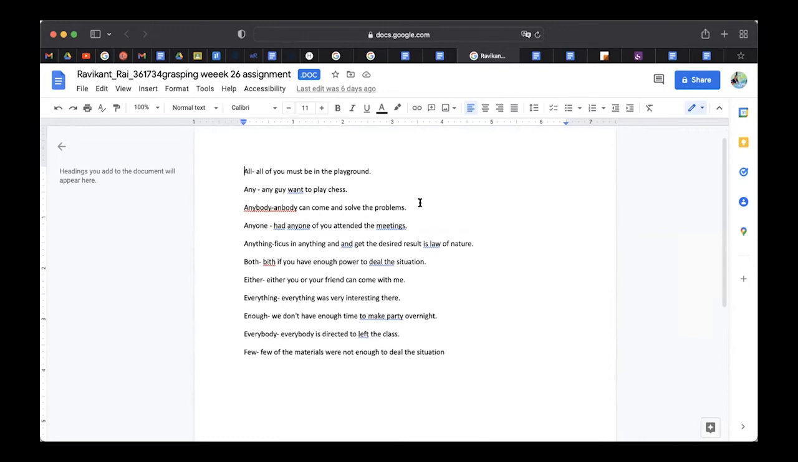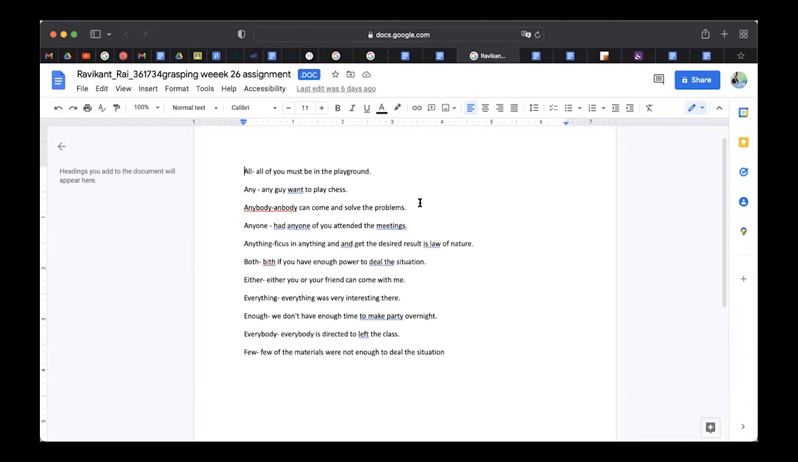Any guy want to play chess? Anybody, I would say, does anybody want to play chess, or any guy wants? And if it is any guy, if that is the subject, then it has to be wants. Anybody can come and solve the problems. Anybody can solve the problems. Any one of you attended the meetings? Had any one of you attended the meeting?